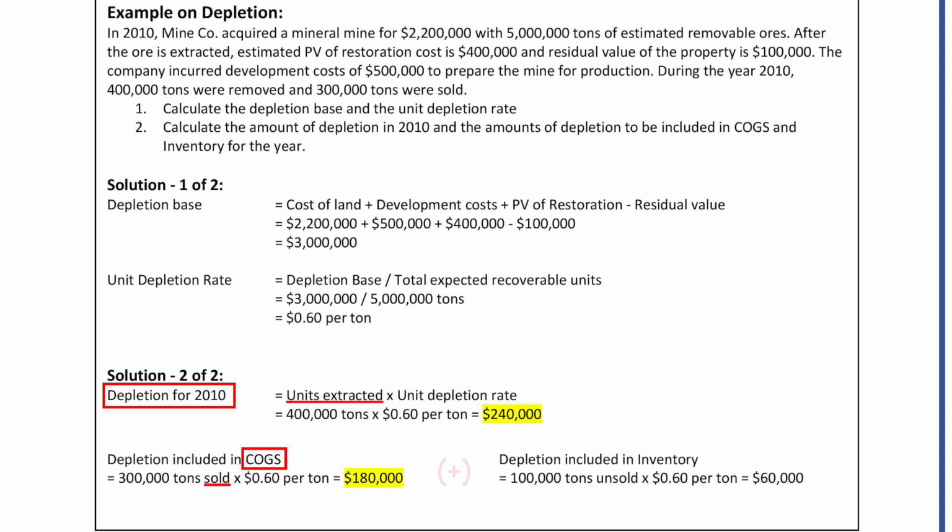And put a plus sign between COGS and inventory, because on the right we have depletion included in, put a box around inventory, and that is the goods which are not sold as of year end. 100,000 tons underline unsold. That's multiplied by 60 cents per ton, gives us highlight $60,000. So total depletion $240,000 is allocated $180,000 to COGS and $60,000 to ending inventory.